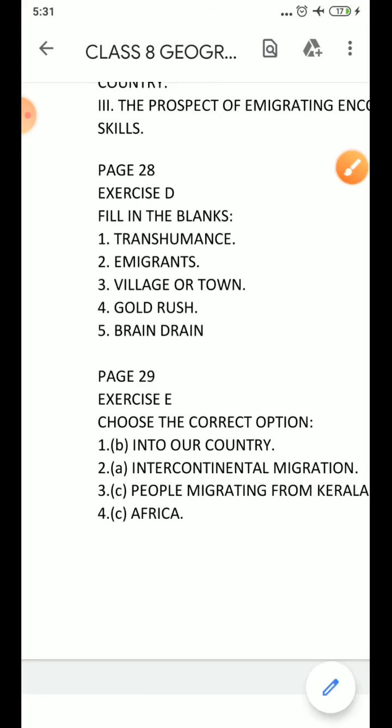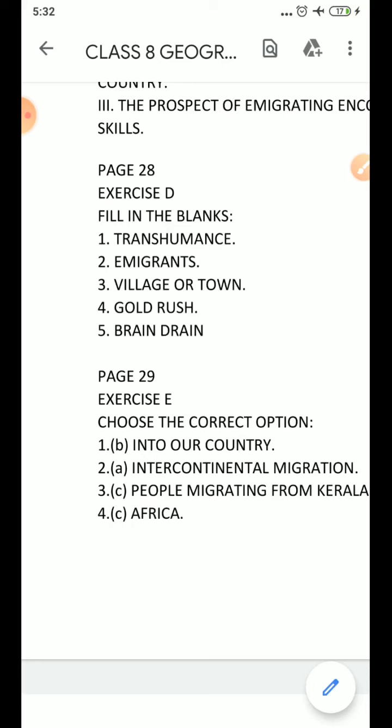We have to choose the right option. For the first, I'm not reading the question. You can read the question. If you are not able to read, you can ask me. The question is: immigrants are the people who migrate. So first, option B is correct, that is into our country. Into a country it is actually, so you can correct the tick to the option into a country. Second: a software professional takes up a job and migrates from India to USA. This is an example of intercontinental migration, so option A is correct.